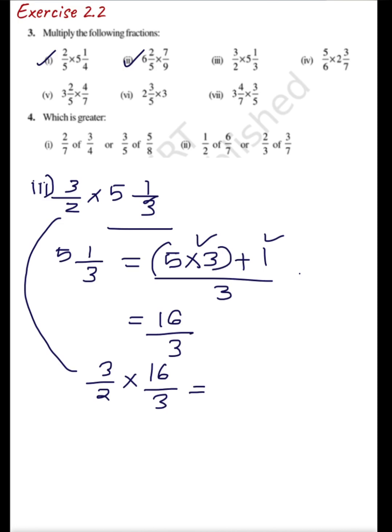So now how will you multiply this? Just multiply the numerators together, that is 3 into 16, divided by, what about the denominators? It is 2 into 3. Now when you see the numerator and denominator, you can see that there are 3 as common factors. So you can just cancel it. So in the numerator there will be only 16, and 16 divided by 2.